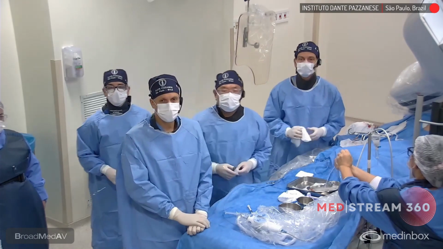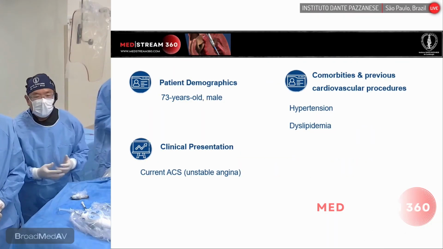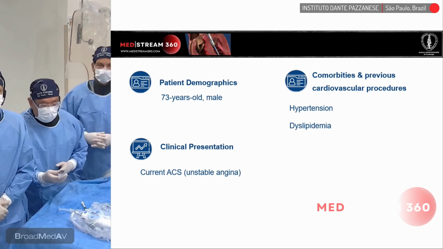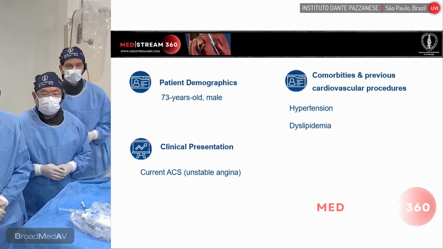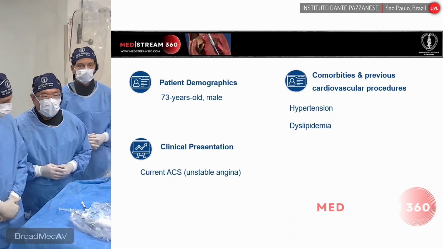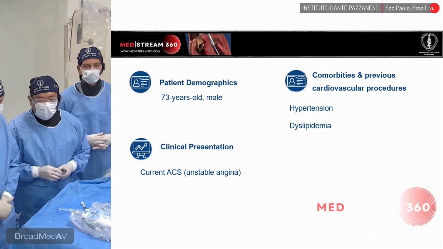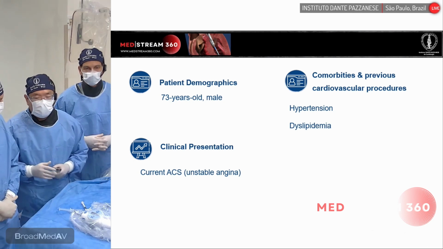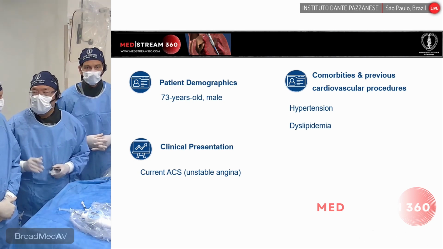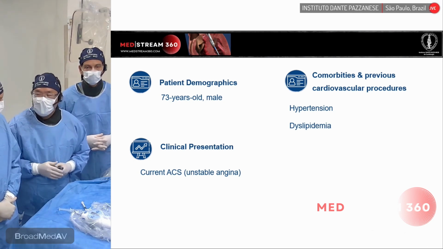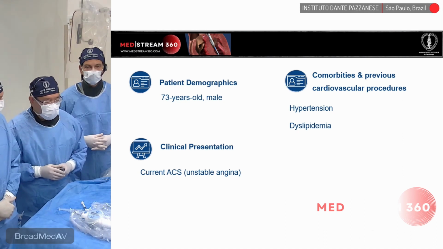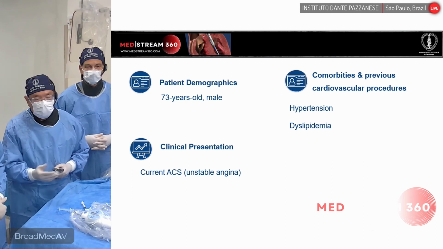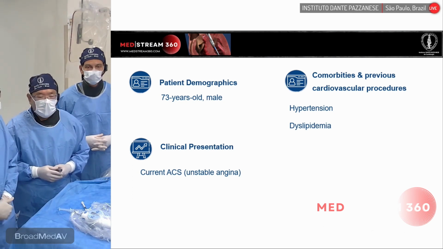Perfect. So, okay, it's a 73-year-old male. He has a current ACS, unstable angina. He has a particular story here, Ricardo. During a flight, traveling from Toronto to the United States, he had acute chest pain. So he had to land on the ground to receive medical support. And he came to our emergency room.